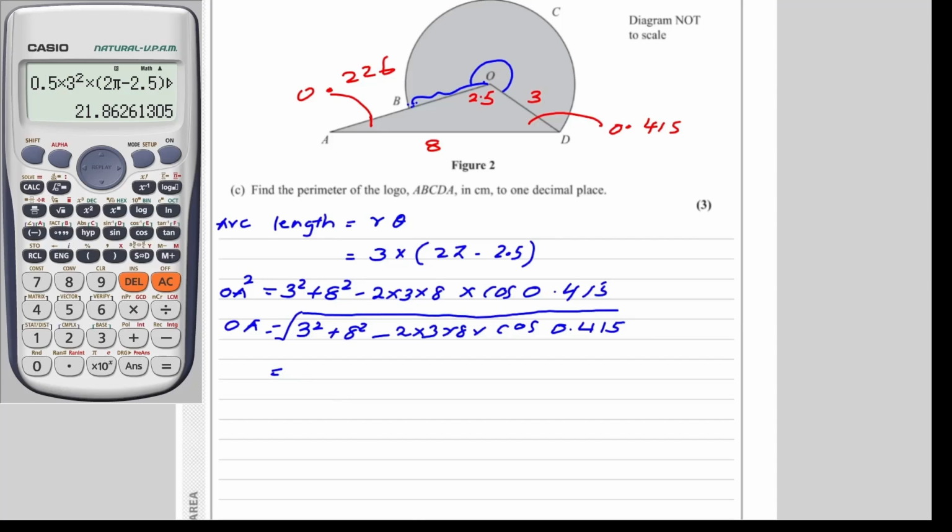So let's apply the values into the calculator. Root of 3 squared plus 8 squared minus 2 into 3 into 8 into cos 0.415. It is 5.3920.